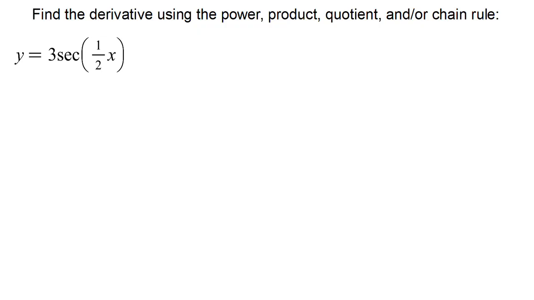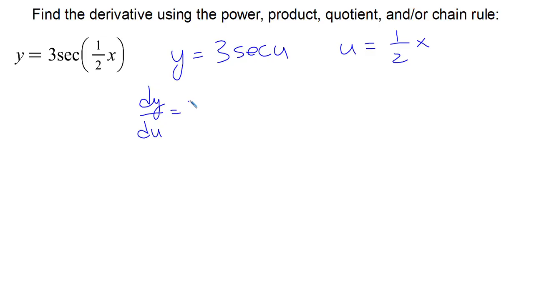For our next one here, we have 3 secant 1/2 x. And so since it's not just 3 secant x, but it's 3 secant of a function, we'll treat this as a chain rule problem. 3 secant u, where u is equal to 1/2 x. And we'll just find dy du, which will be 3 secant u tangent u, because the derivative of secant is secant times tangent. And then du dx, which is just 1/2.